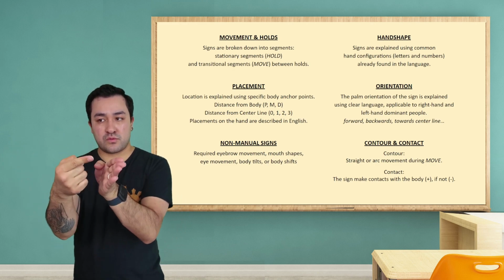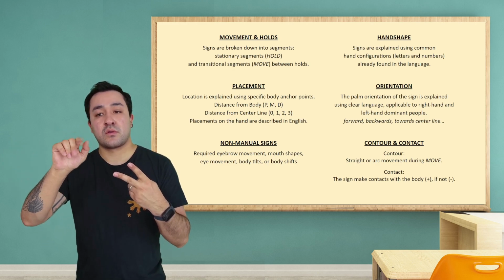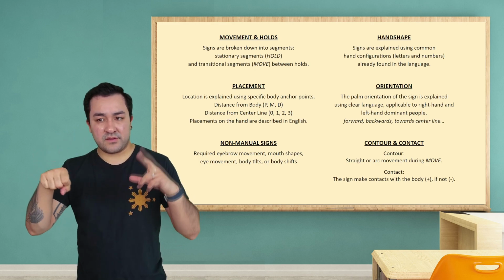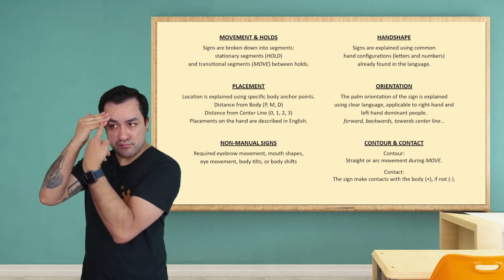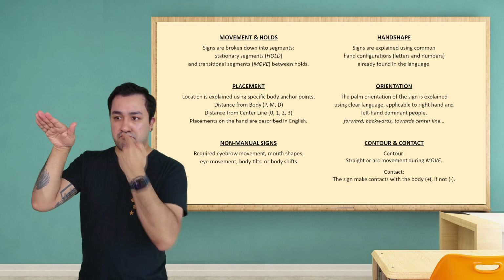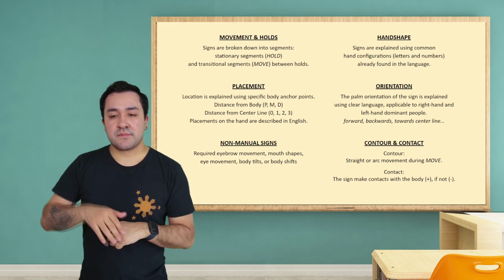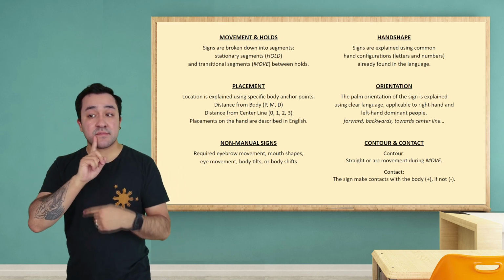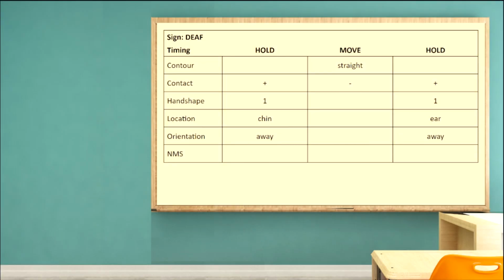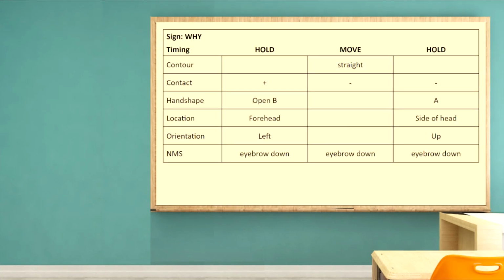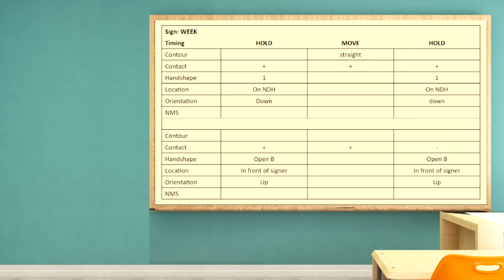Since contour is related to movement, it is left blank under the hold columns. Contact informs the signer if the person should be making contact with their body or other hand at that moment. Now, let's look at some examples. Here is how you could describe the sign def. Here is the sign Y. Here is the sign weak.